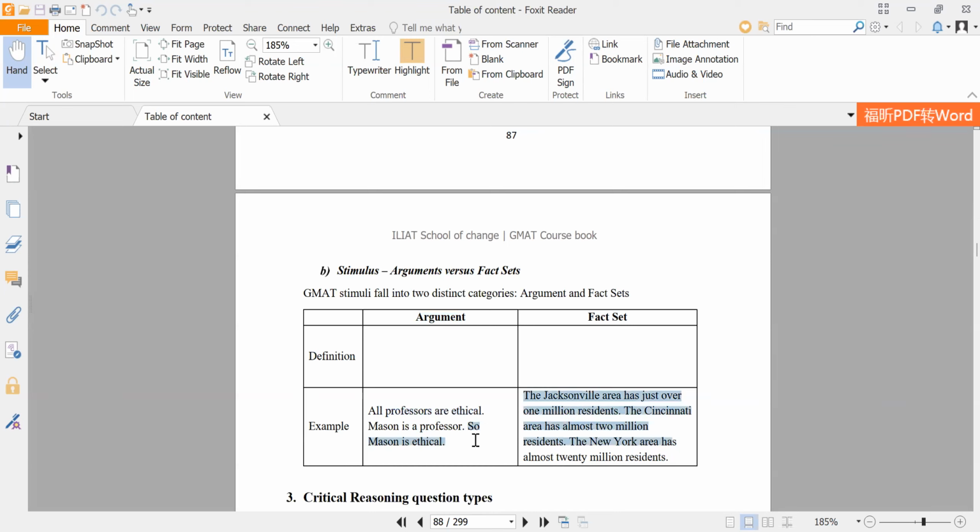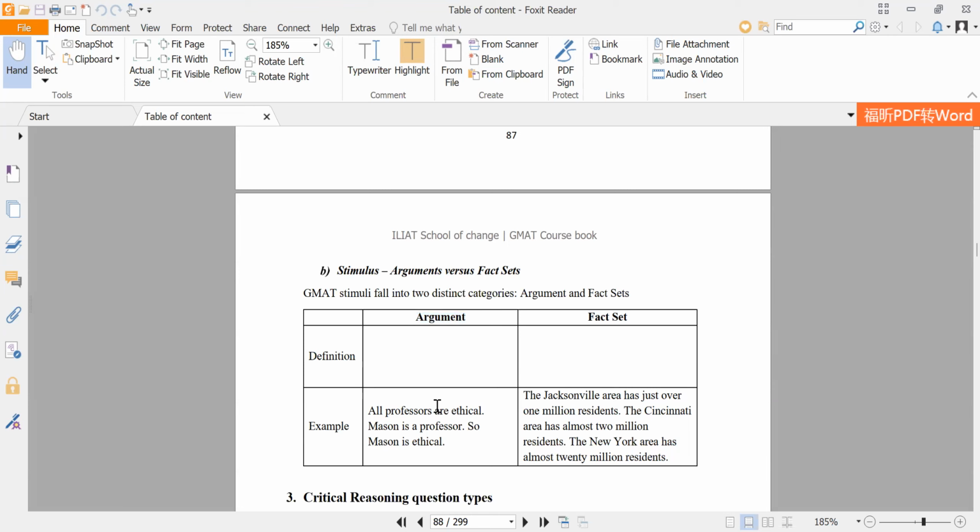But the sentence here, "Mason is ethical," is a conjecture, so it is an opinion, or say another argument, and it's debatable. So we don't know whether Mason is really ethical or not. We only know that Mason is a professor. Because all professors are ethical, we make the conjecture that Mason is ethical. But whether that's true or not is debatable.